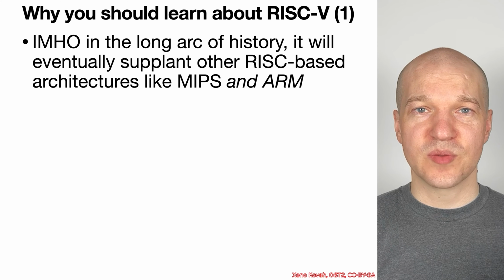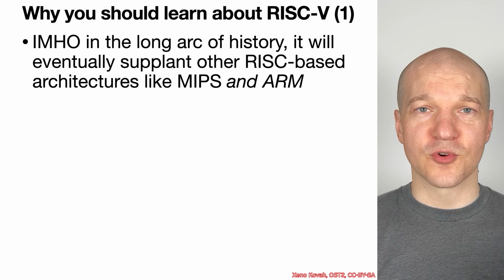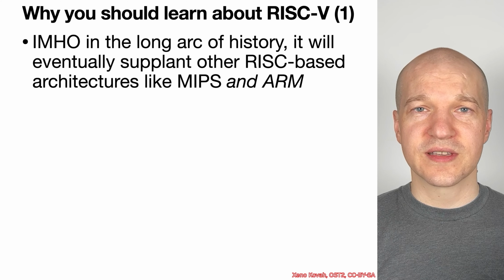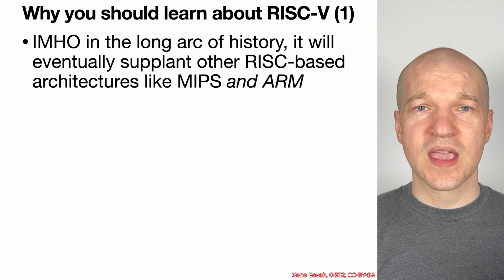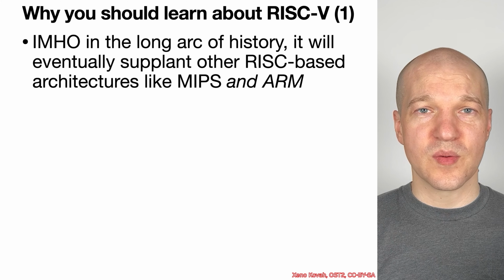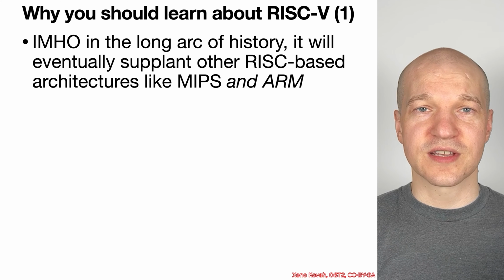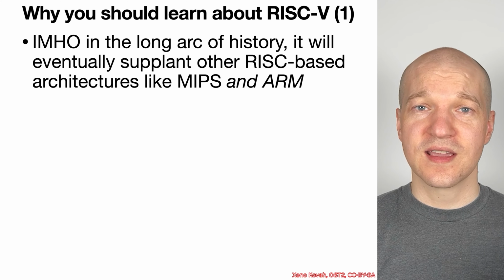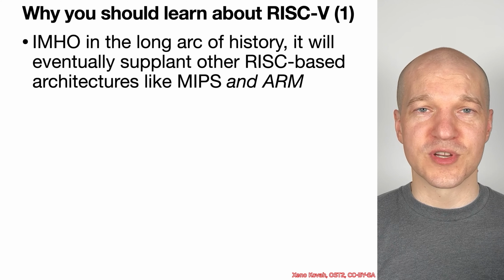MIPS is a good example because MIPS has been on the downswing for a while, holding on primarily in some networking spaces. But ARM, of course, is the big player in RISC-based architectures and especially embedded systems, and they are definitely feeling the heat from RISC-V.